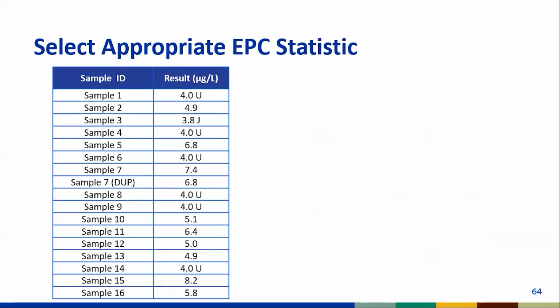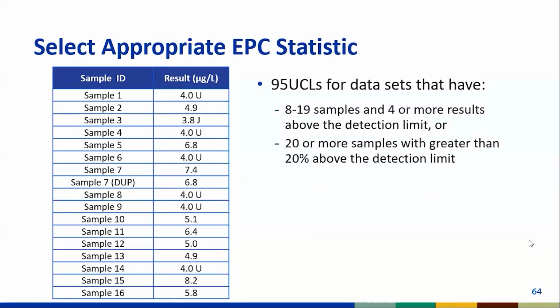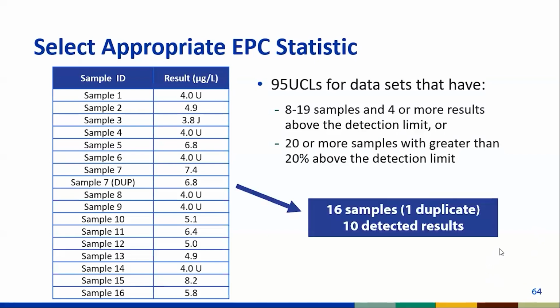Remember that for intermediate or chronic exposures, EPCs are either the 95 UCL or the maximum detected concentration. 95 UCLs are used for data sets that have 8 to 19 samples and 4 or more results above the detection limit, or 20 or more samples with greater than 20% results above the detection limit. As I just went through, this data set contains 16 samples and 10 detected values. Because of this, the health assessor knows that the 95 UCL is the appropriate EPC statistic.